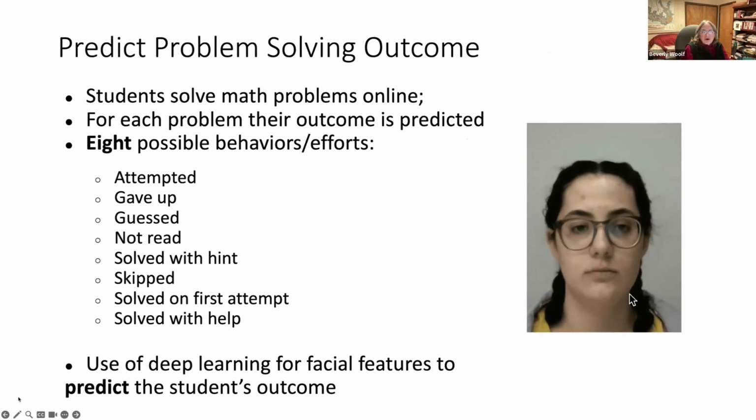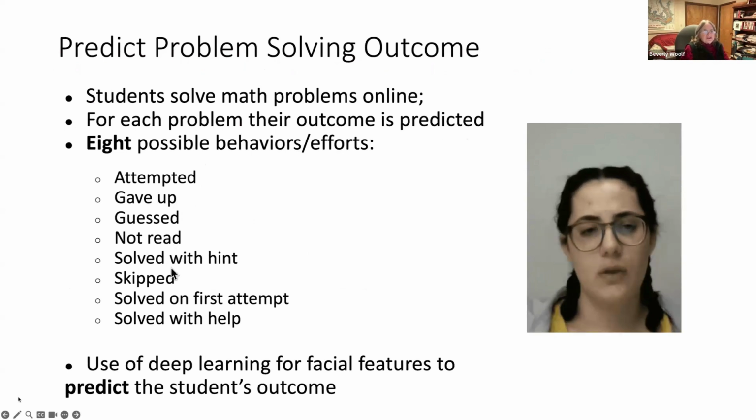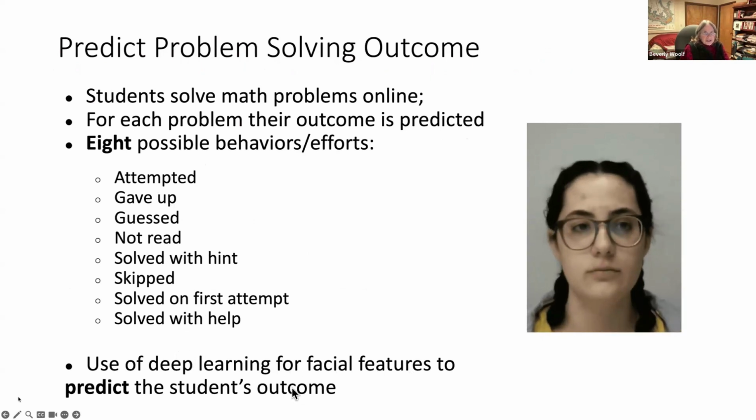So the student is solving a problem and we are recording what they're doing. And there are 8 possible behaviors. They attempted the problem, they gave up, they skipped, etc. And what we're doing is using deep learning neural nets on facial features to predict their outcome.